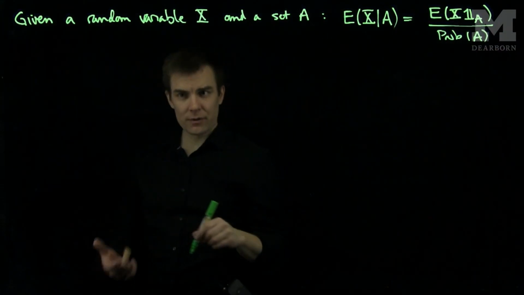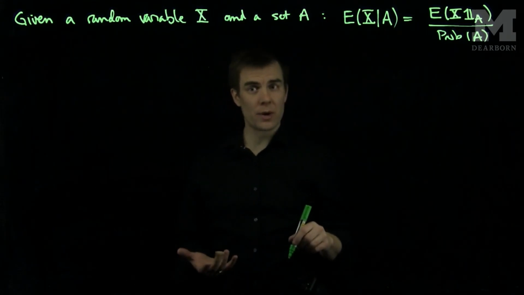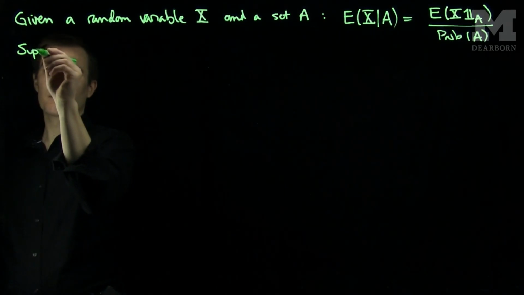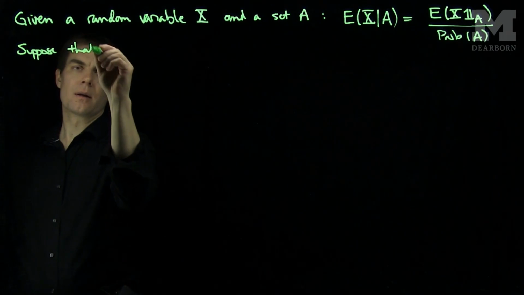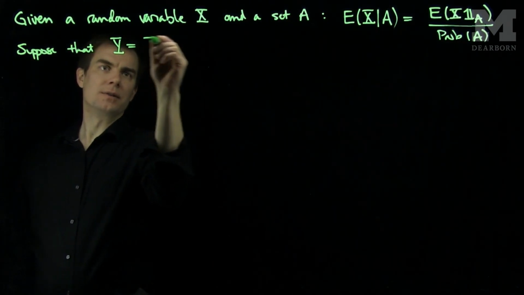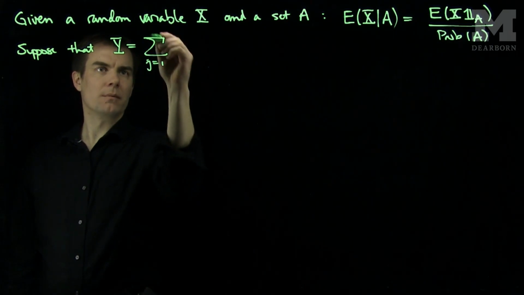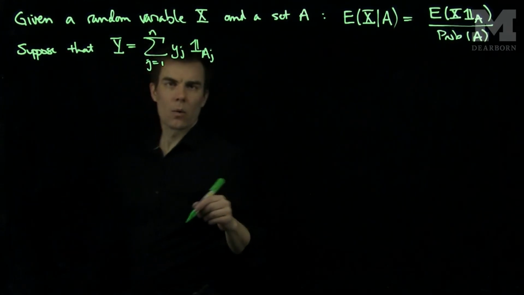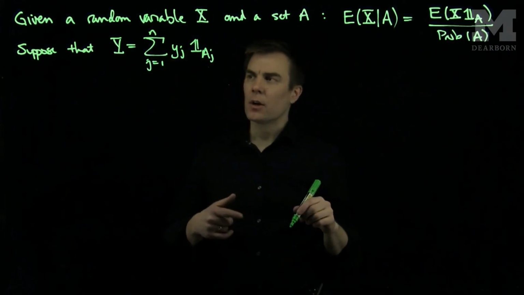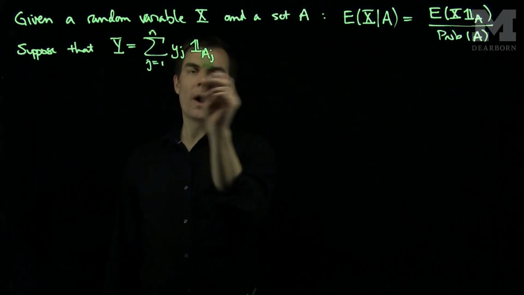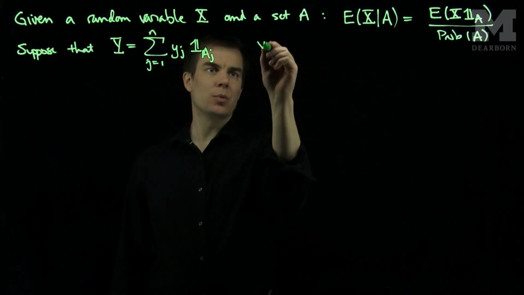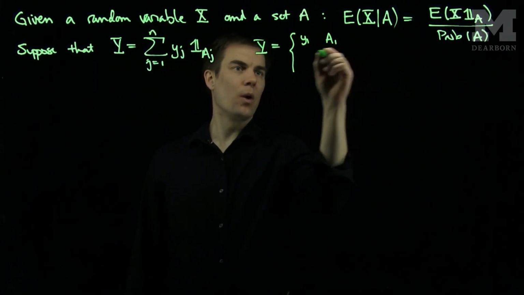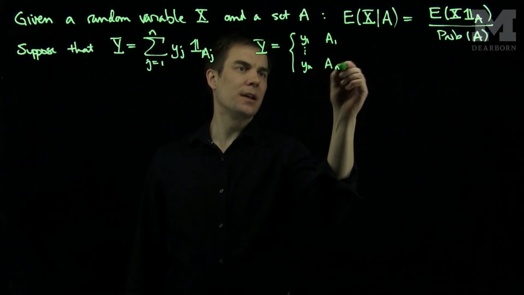I can take this definition of conditional expectation of a random variable with respect to a set and generalize it. Suppose that y is the simple random variable yj on the set aj. That tells me that y will output yj on the set aj. So we can define y piecewise as saying that y is equal to y1 on the set a1, down to yn on the set an.